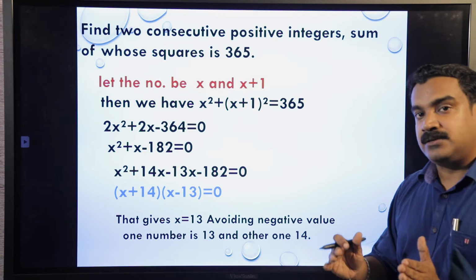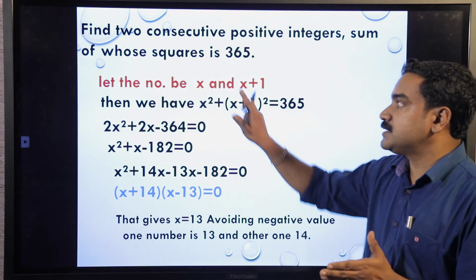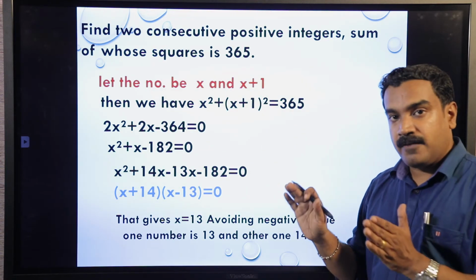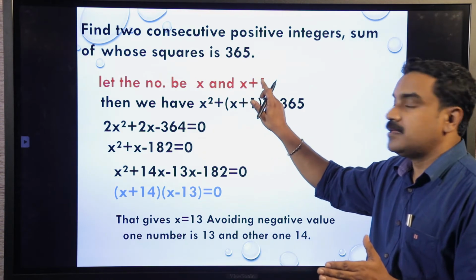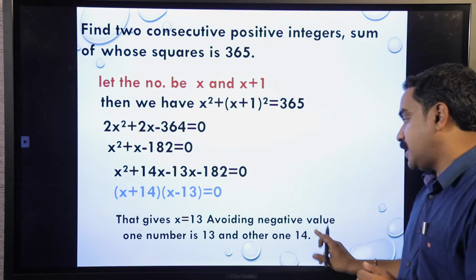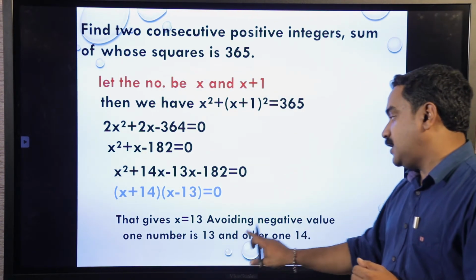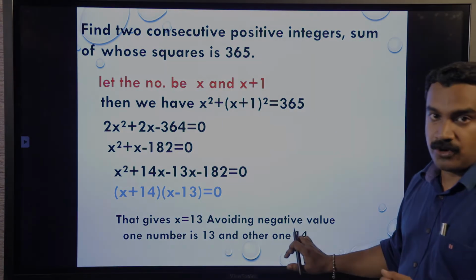If x equal to 13, what is the next number? The numbers are x and x plus 1. If x is 13, the next number is 13 plus 1, that is 14. So one number is 13 and the other one is 14.